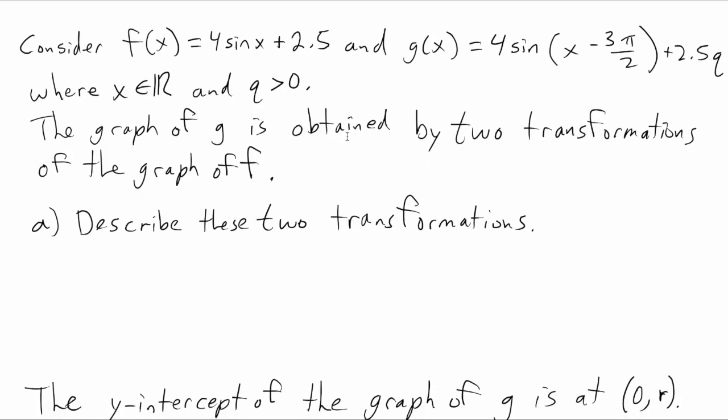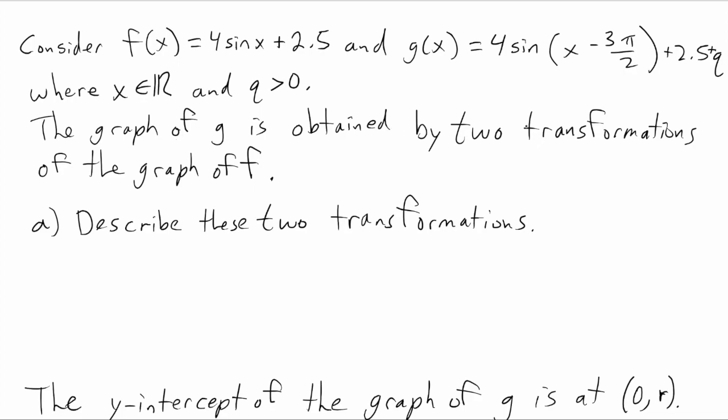This next question is another trig question, but it's relating to graphs of trig functions. Okay, so we have two functions, f of x and g of x. I think I have a bit of a typo here. This should be 2.5 plus q. So it's slightly different. There's just a transformation taking place from f of x to g of x, obviously.